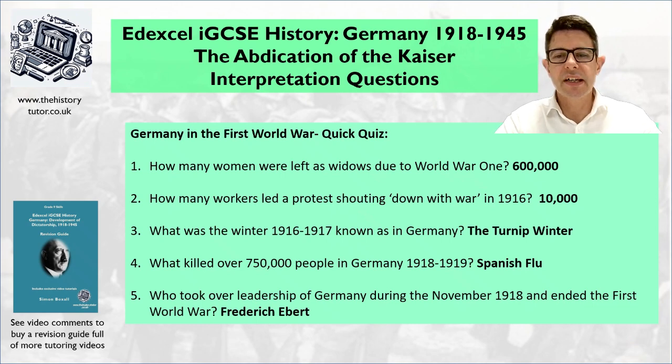Number 2, how many workers led a protest shouting "Down with war" in 1916? So as early as 1916, we've got 10,000 people protesting in Germany, even when the war seemingly might have been going okay. Well worth remembering that protests are building.